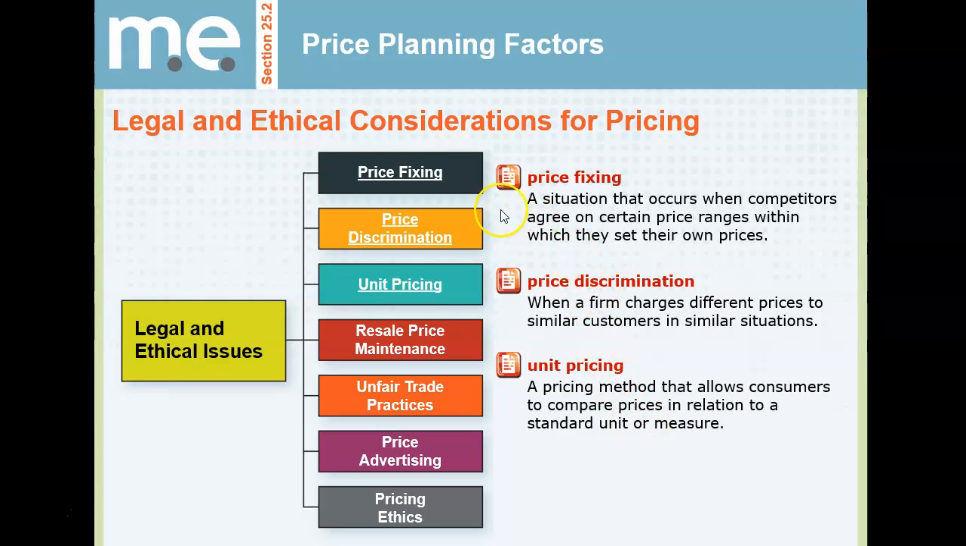Price fixing is a situation that occurs when competitors agree on a certain price range within which they set their own prices. Now, honestly, this kind of happens automatically. That's kind of what a market does. As people buy from one place and don't buy from another one, prices are going to adjust. We kind of have a gauge on what the price of certain things should be. People aren't likely to pay for a $30 cheeseburger, right? But a $30 lobster tail might seem normal. We'll kind of have that gauge, and the market takes care of that naturally.